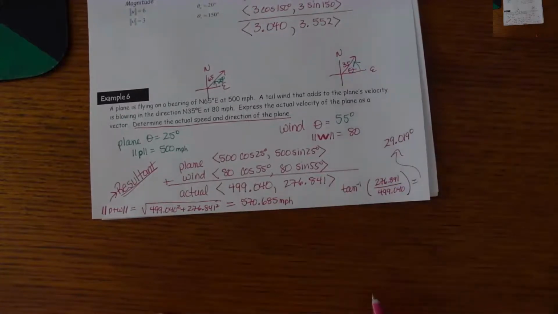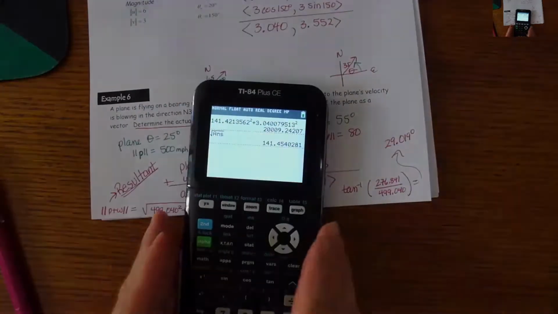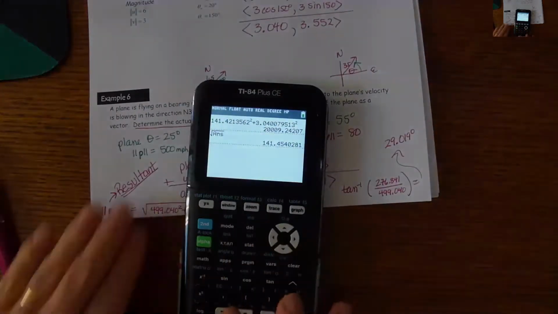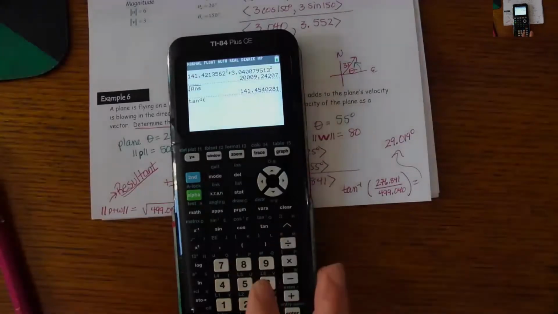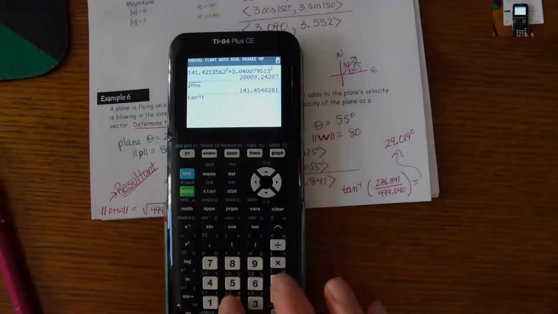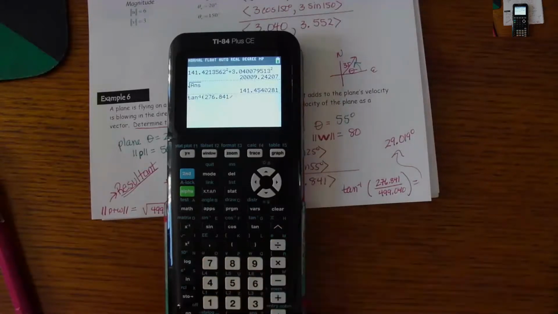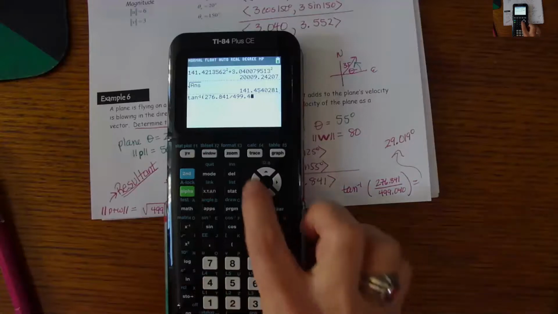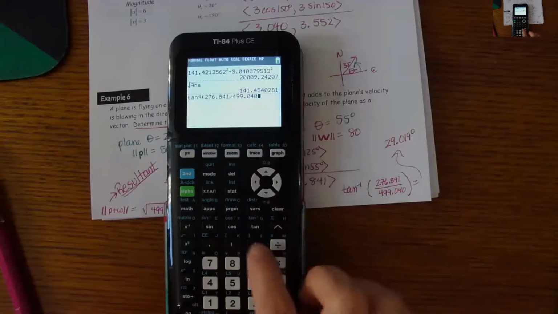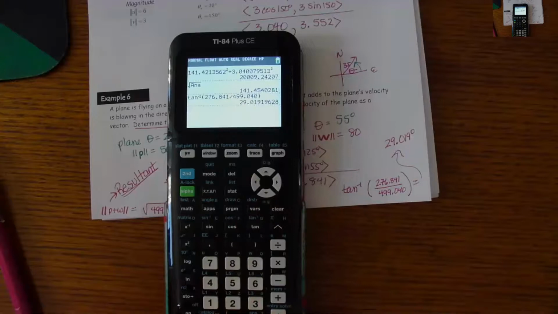I got 29.019, right? Y'all know how to type that in, right? You just go inverse, which is the second key, tangent. There we go. Everybody good with that?